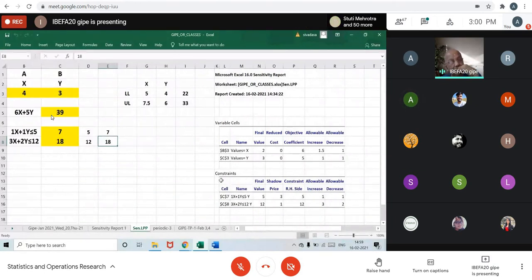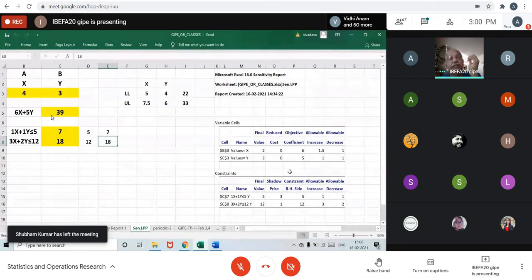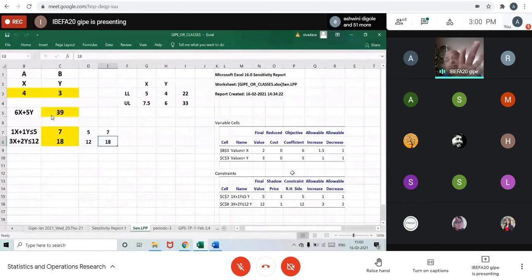So how is Excel generating this allowable increase and allowable decrease? The procedure is called simplex procedure. A very lengthy procedure it is. In simplex method, it will give you the entire output. But in solver, it gives in 2 table form. Okay, sir. Is it okay now? Yes, sir.